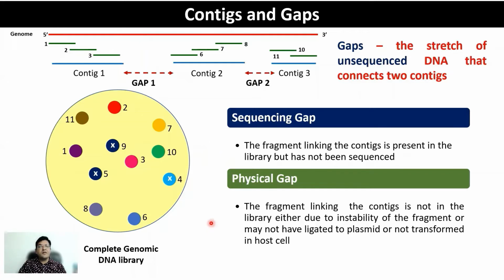So the next idea is how to resolve a gap. Up till now, what you have done is make a genomic library, then sequence individual fragments, and based on the overlap data, you have got your Contigs. The next challenge now is to finish, or complete, the gaps, right? So how you go about completing the gaps is what we discuss next.